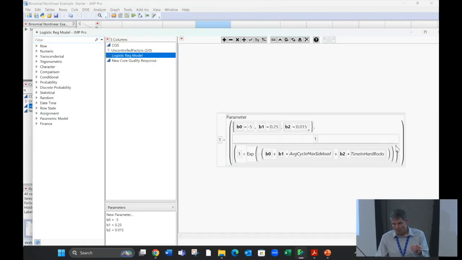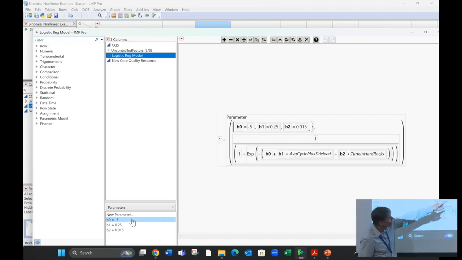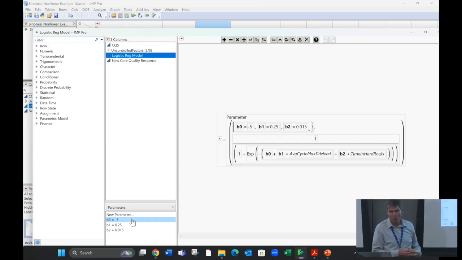This is the parameters from that logistic regression fit. You'll note right here, beta naught is -5, beta 1 is 0.25, beta 2 is 0.015. So this is the coefficient associated with the side lobe, and then the hard rocks is 0.01.